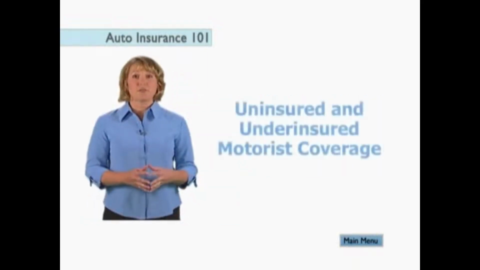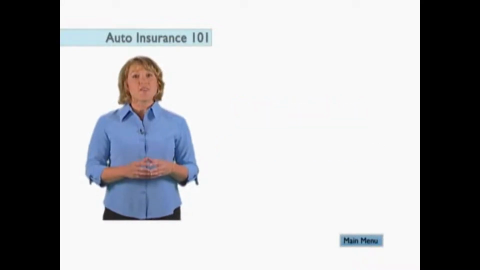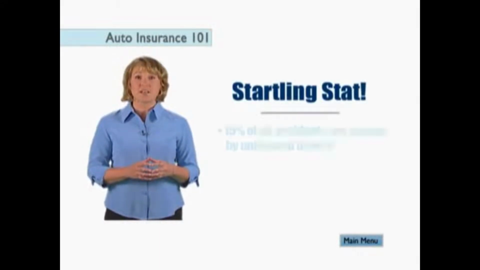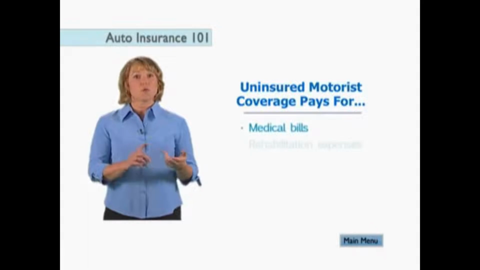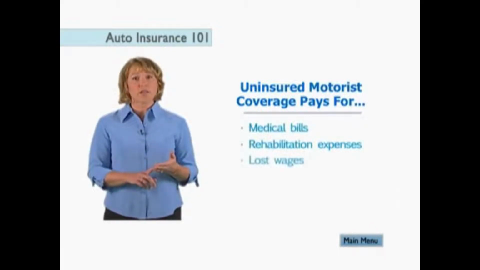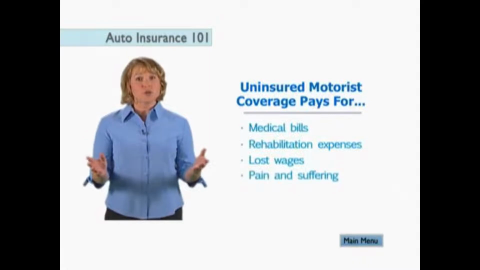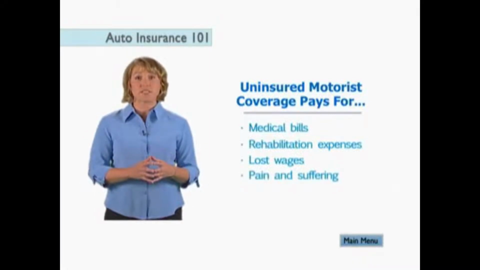A third coverage provided by an automobile insurance policy is uninsured and underinsured motorist coverage. This coverage is quoted similarly to bodily injury liability. Even though mandatory insurance laws exist in 48 states, nearly 15% of all accidents are caused by uninsured drivers. Uninsured motorist coverage provides protection for you and your passengers when you're injured in an accident with an uninsured motorist. It will cover your medical bills, rehabilitation expenses, lost wages, pain and suffering, things you could have claimed against the at-fault party's insurance if they had it.